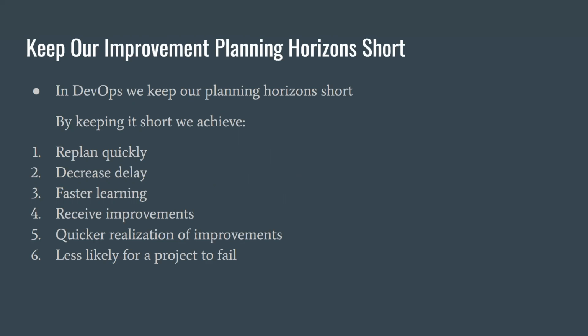By keeping our planning horizon and iteration intervals short, we achieve flexibility and the ability to reprioritize and replan, decrease the delay between work expended and improvement realized, and get faster learning from the first iteration, meaning faster integration of learning into the next iteration. We also get a reduction in activation energy to get improvements, quicker realization of improvements that make meaningful differences in our daily work, and less risk that our project is killed before we can generate any demonstrable outcomes.